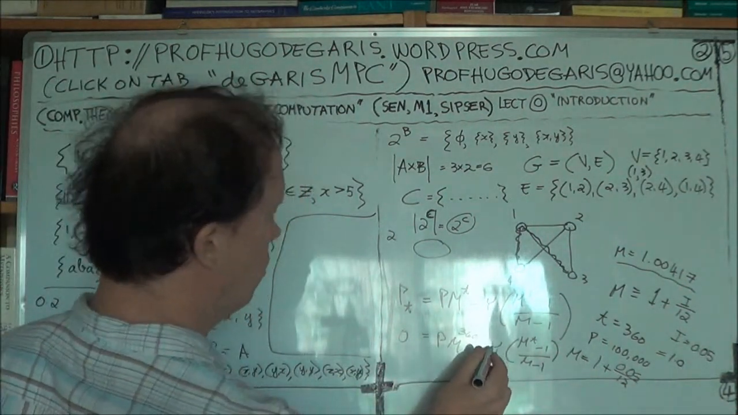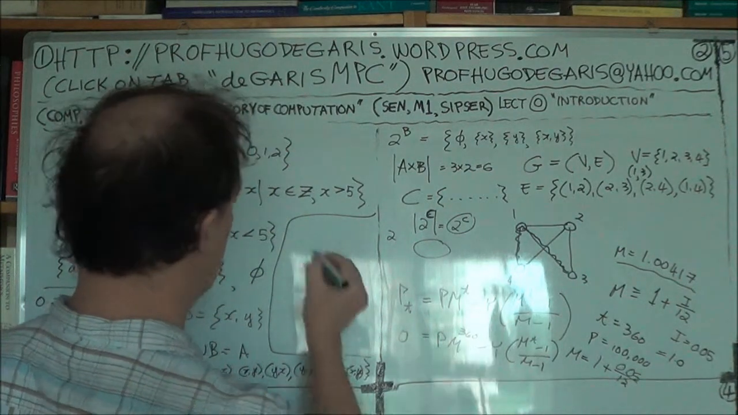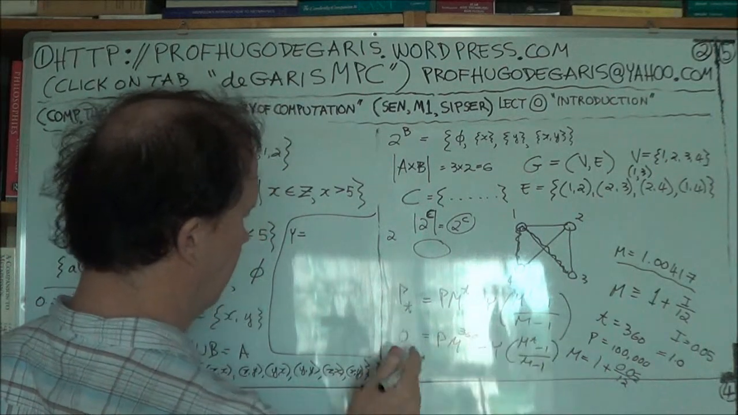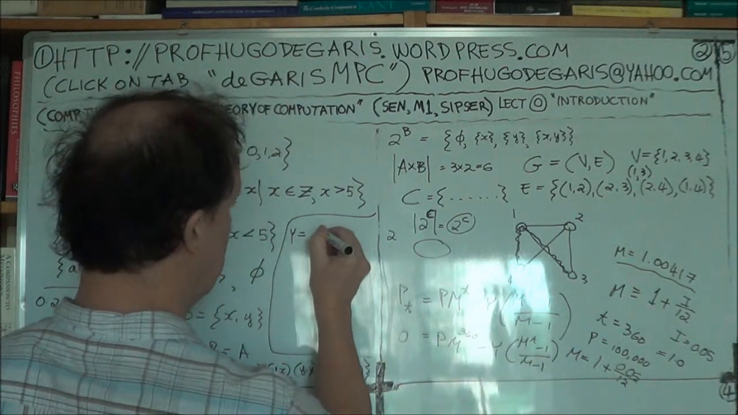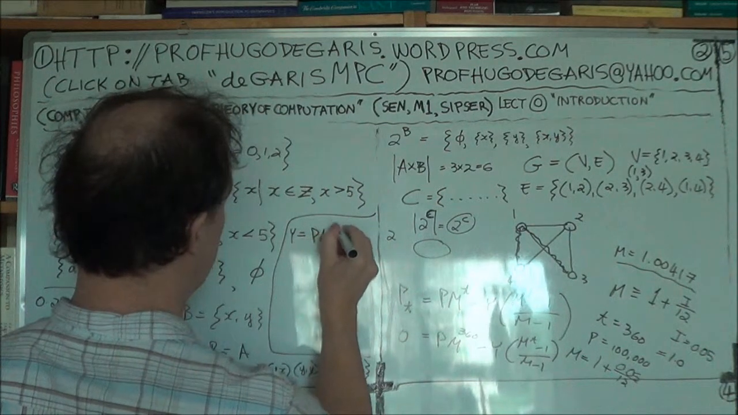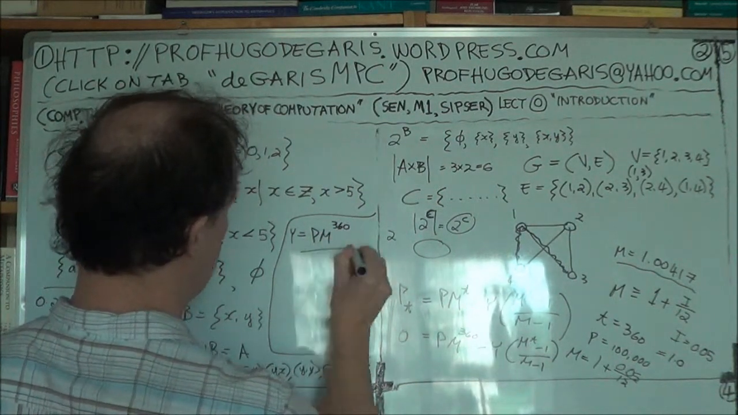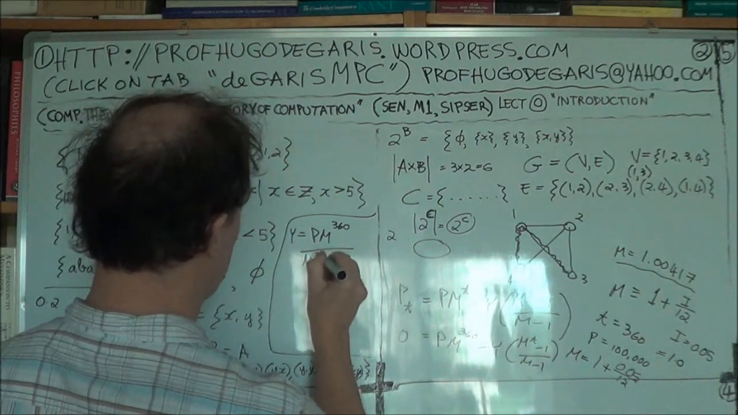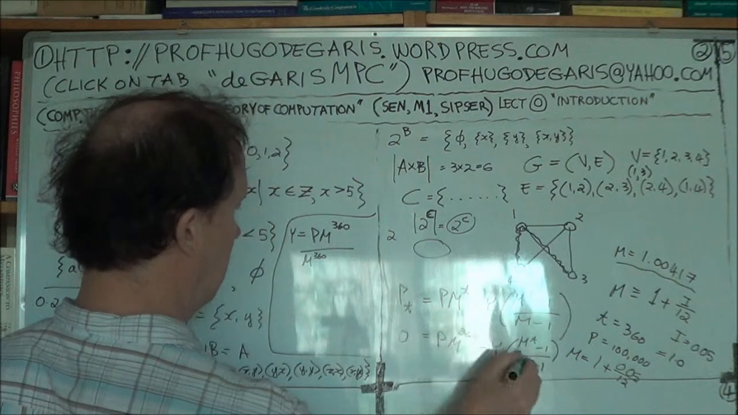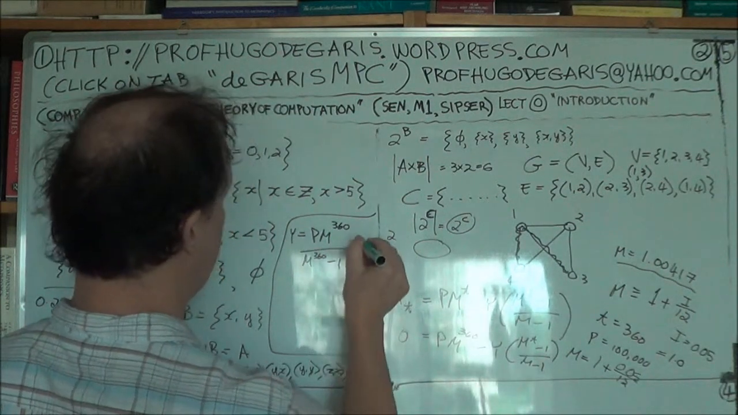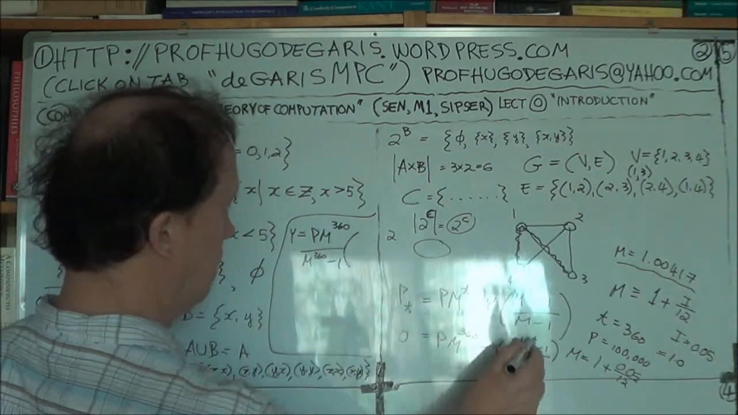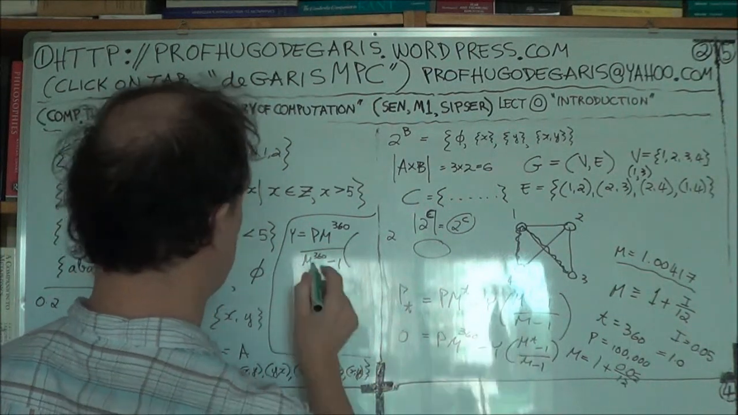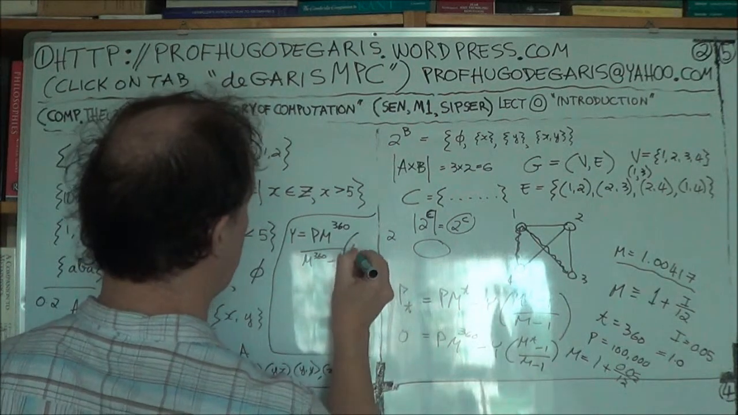Now we need a formula for y. So y, now you can bring the whole thing over. So y will equal P m to the 360 divided by all this, divided by m to the 360 minus 1 over m minus 1. Hold on. Yeah, that's right.